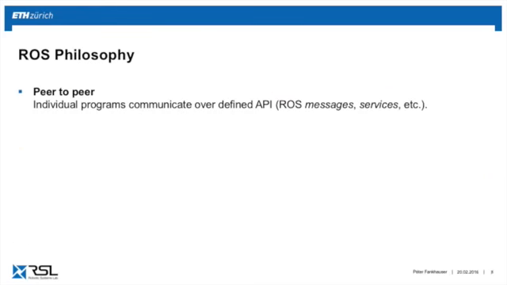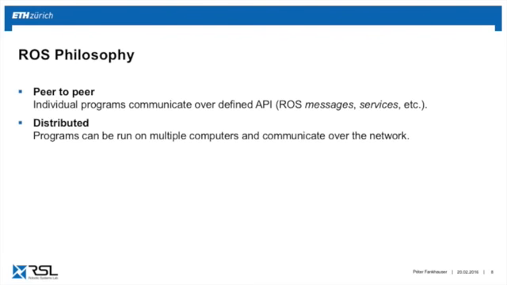The philosophy of ROS is that you have many individual programs on your PC, which communicate over defined APIs, meaning you have ROS messages and services, etc., that define how my programs communicate with each other. It's a peer-to-peer communication running on your system. Now, since it's peer-to-peer, it can be distributed on multiple PCs. So if you have a robot which has a computer and your computer, they communicate over wireless, and it doesn't matter on which PCs the nodes run, since the APIs and the communication run not only on your PC, but also over wireless.